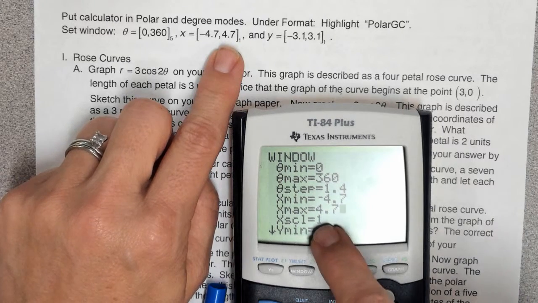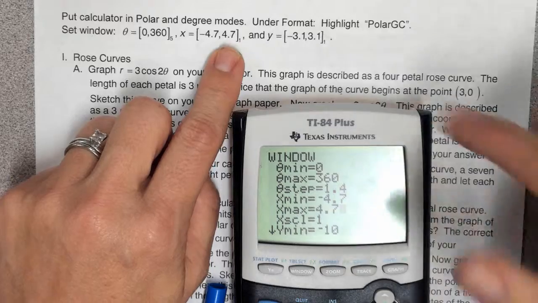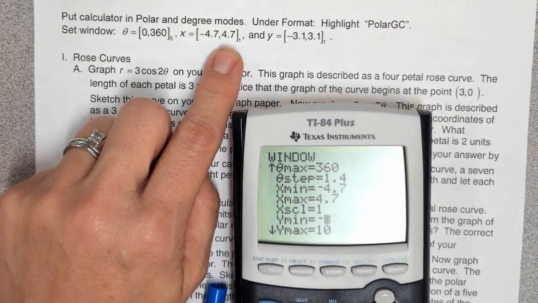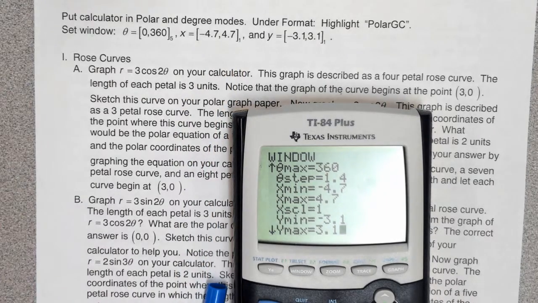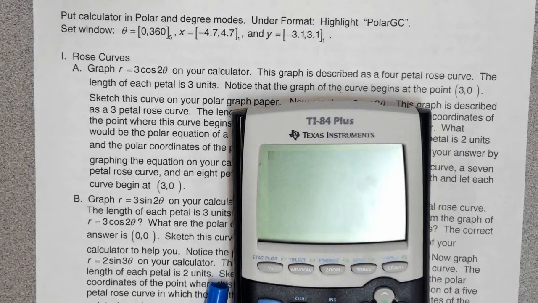Did everybody do that? Okay, x's are going to go from negative 4.7 to positive 4.7. Don't change the scale. Leave the scale alone. We all good? Yeah. Okay. The y's. It tells me to make my y's go from negative 3.1 to positive 3.1. And leave the y scale alone. Perfect. Okay, that's all we do right now. You changed your mode. You changed your format. You changed your window. Is there any group I need to wait on before I continue? Okay, so let's just quit. Go second mode, and you're back on your home screen for now.